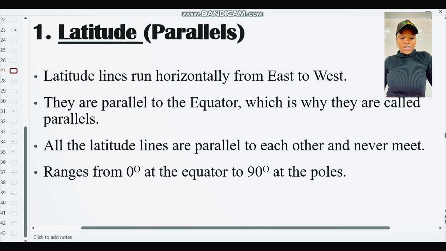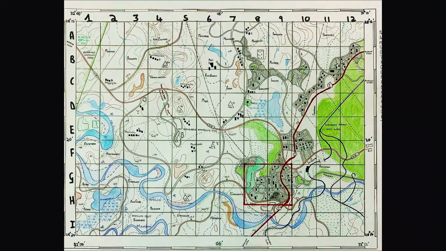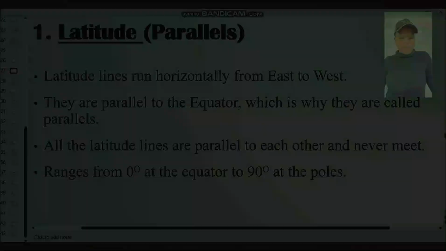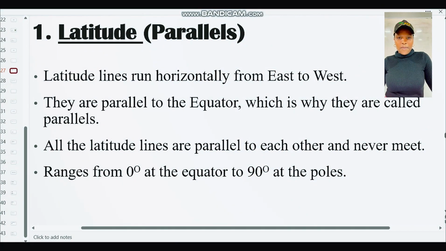The lines of latitude can be defined as lines that run horizontally from east to west. They are parallel to the equator, which is why they are also called parallels. All the lines are parallel to each other and they never meet. They range from 0 degrees at the equator to 90 degrees at the poles.